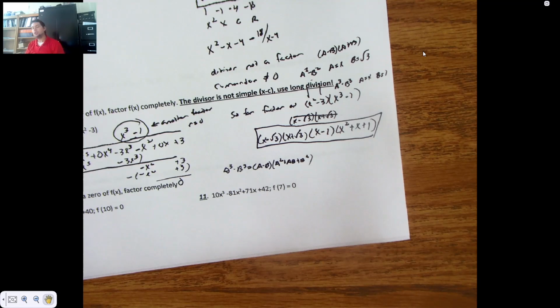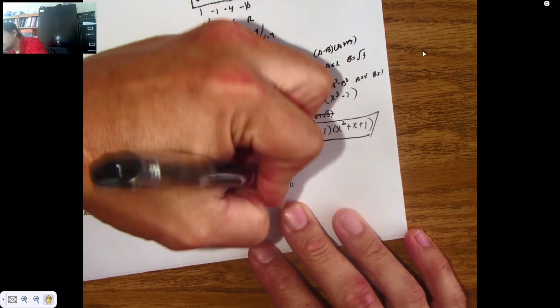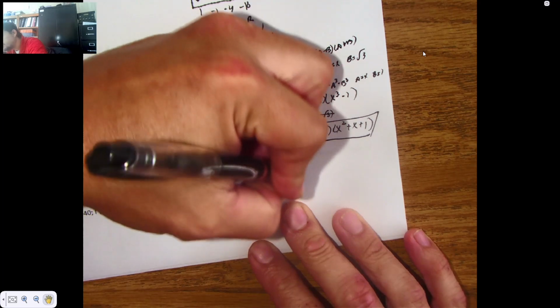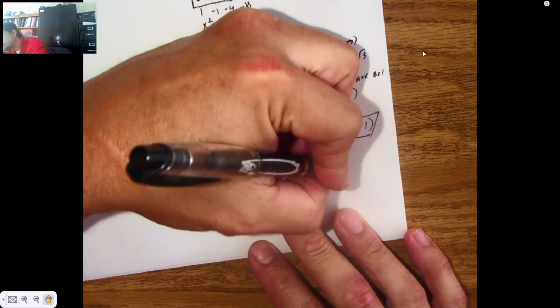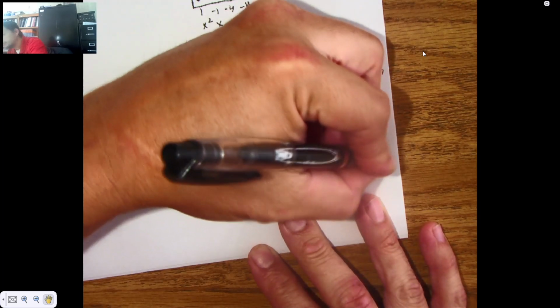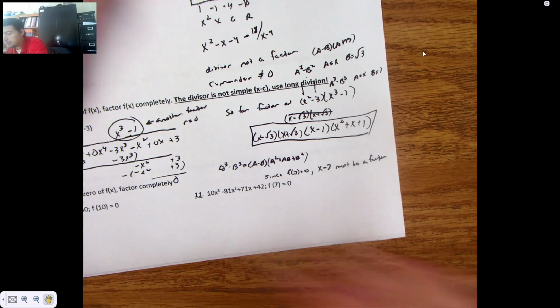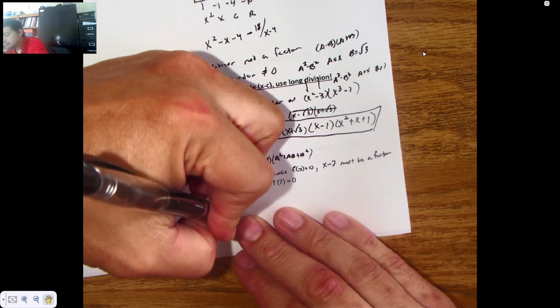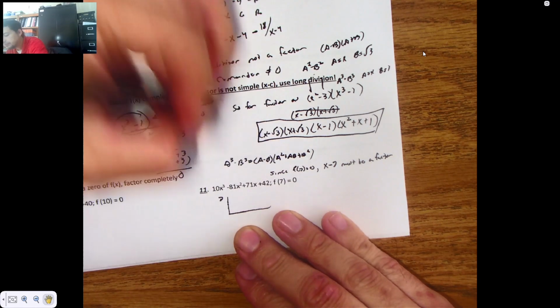Number 11 is also a factor completely. You are given a 0. Since f of 7 is 0, x minus 7 must be a factor. So that's what I'm going to use. And I'm going to do synthetic division. I'm just going to take that 7. I'm going to keep that 7 right there, put it right there.